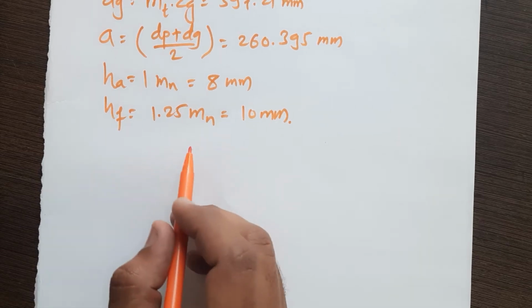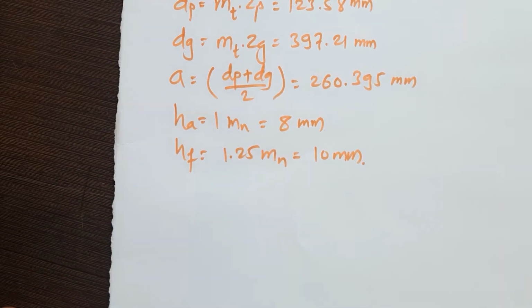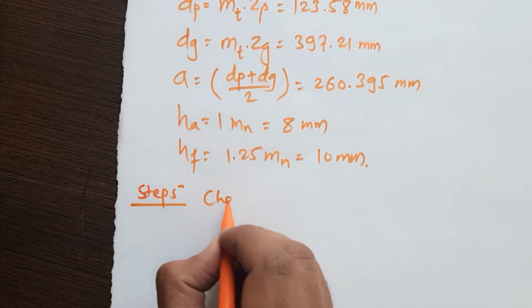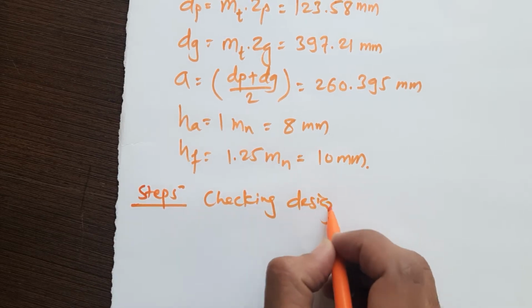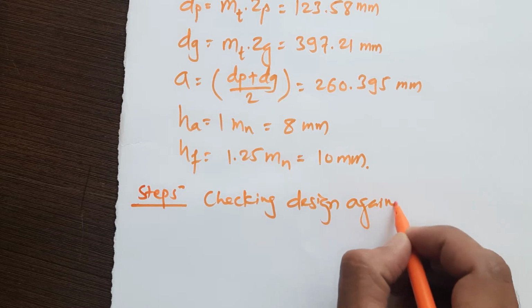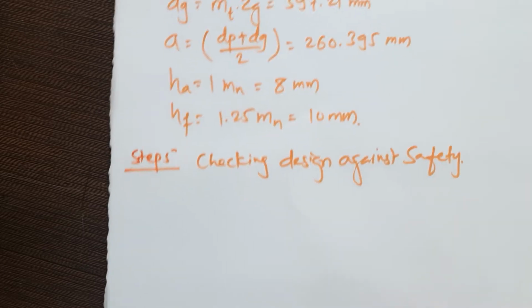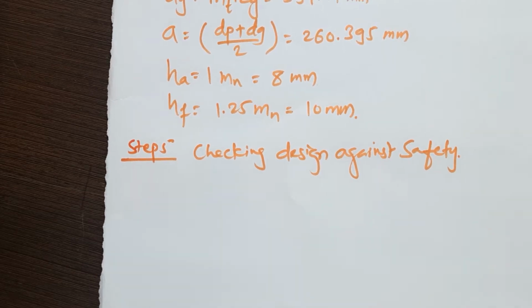After getting the dimensions of the gear pair, we need to check whether the design is safe or unsafe. So step 5: we need to check whether the design is safe or unsafe. For this we need to go for Buckingham's equation. We have to find the effective load by Buckingham's equation.